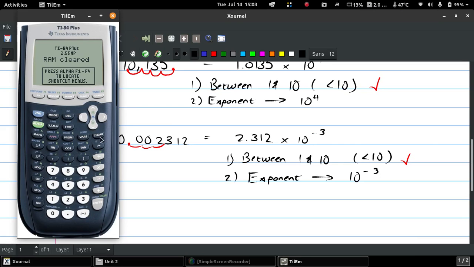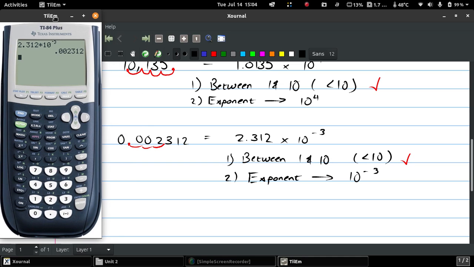So we have 0.002312. And then we want to get it over to this. So we have 2.312 times 10 to the power of negative 3. Make sure you use the negative symbol on your calculator. If you use the minus symbol, it's going to either say domain or syntax error or something like that. So anyways, if you look here and look here, it is the same exact number.